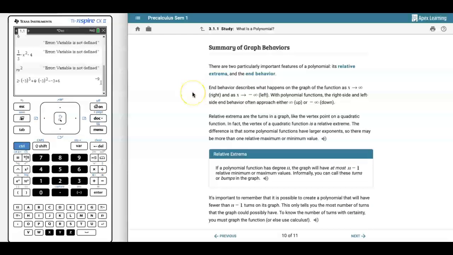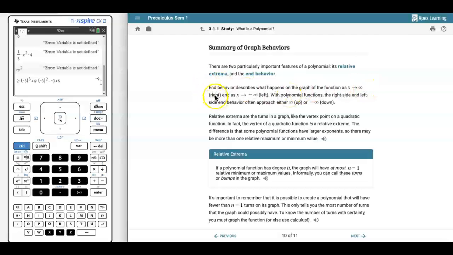All right, so with the graph behaviors, there were a couple of things we focused on here. Obviously, we needed to know the degree of the polynomial and the leading coefficient, but what that helped us figure out was this thing called relative extrema and end behavior, right? If we start off with end behavior, it's what happens at each end of the graph, right? So the left side of the graph and the right side of the graph. And how we can write that here is as x goes to infinity, with the right.